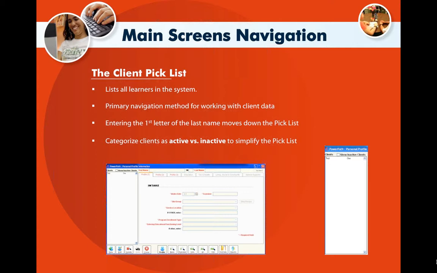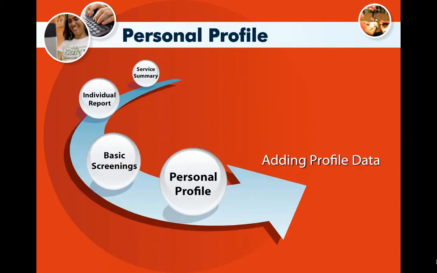The client pick list shows all of the learners in the system. It's the primary method for accessing client data and moving from section to section when you go through the process. A few notes about shortcuts for the pick list. Entering the first letter of a name into the client pick list or profile choices brings up the response beginning with that letter. We now also offer a choice of active or inactive clients. You can now categorize clients as active versus inactive for simplifying the client pick list. You can still access an inactive participant's information by selecting Show Inactive Clients or Show All from the pick list.